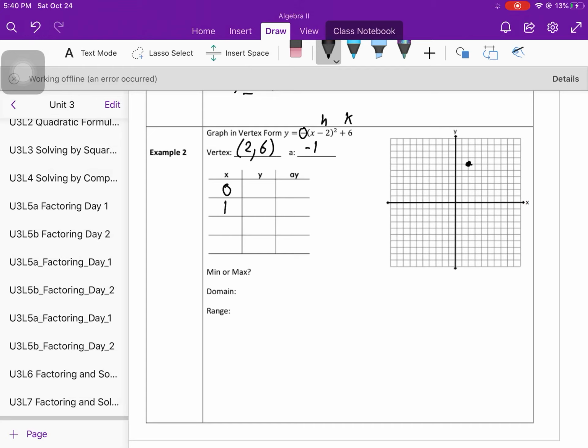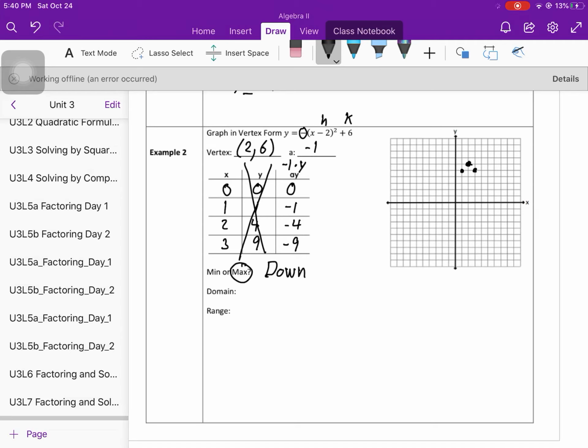Okay, so we use the same values for x and y like the last one, 0, 1, 2, 3, and then we get 0, 1, 4, 9. But since the a value is -1, we need to multiply everything in the y column by -1. So we get 0, -1, -4, -9, and now we no longer need this column. Now, the reason we get negative numbers is because this is going to open down, which means we have a maximum point because everything's going to be below our vertex.